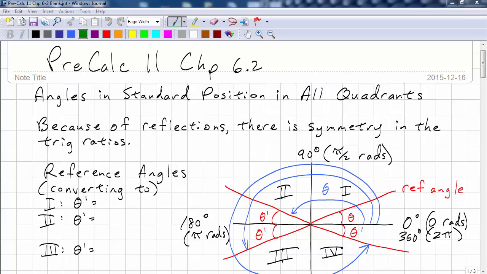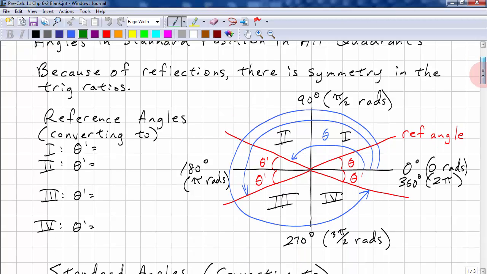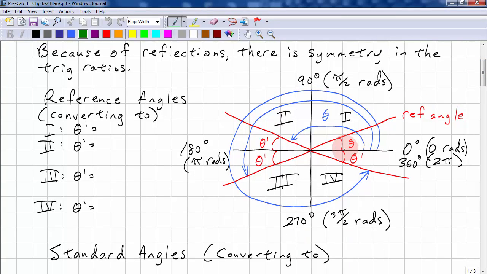This is PreCalc 11, Chapter 6.2. This time we're going to be looking at angles in standard position in all quadrants. And because of reflections, there's symmetry in the trig ratios. Here we have theta in the first quadrant, and the reference angle is the same as theta. So that's pretty simple.